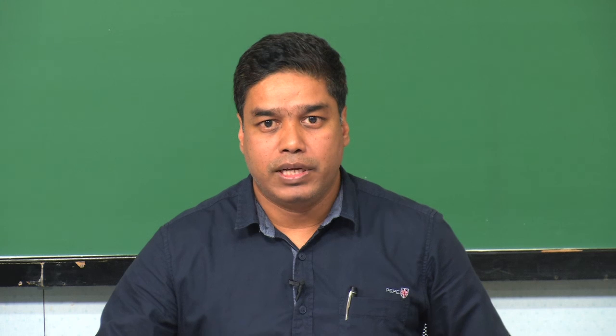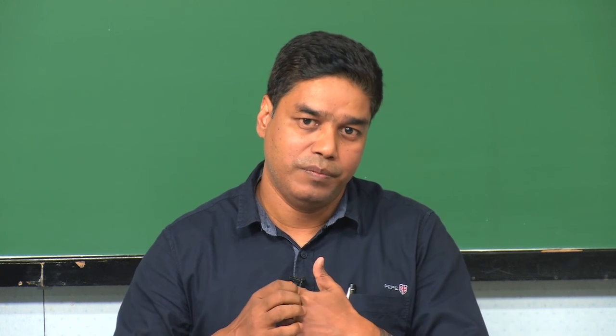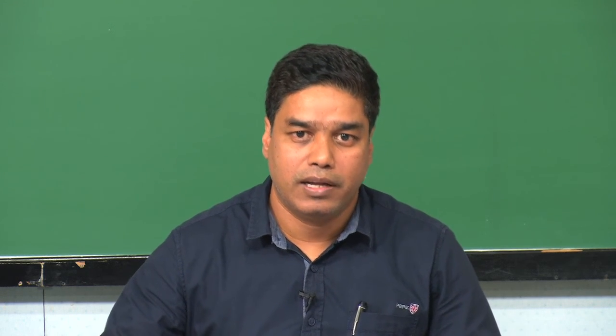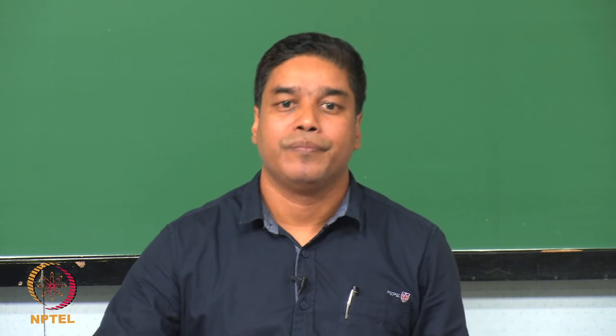So, whenever you use a reference standard like this, okay, you need to make sure that it should be manufactured from the same material as the sample. Okay. So, if you have a sample, for example, which is made of aluminum alloy, then you should also select a reference standard which is made of aluminum alloy. Similarly, if you have a steel sample, then your reference standard should also be made of a steel. Okay. So, that is the first thing that one should keep in mind while calibrating the instrument. The reference standard and the sample material should be same.